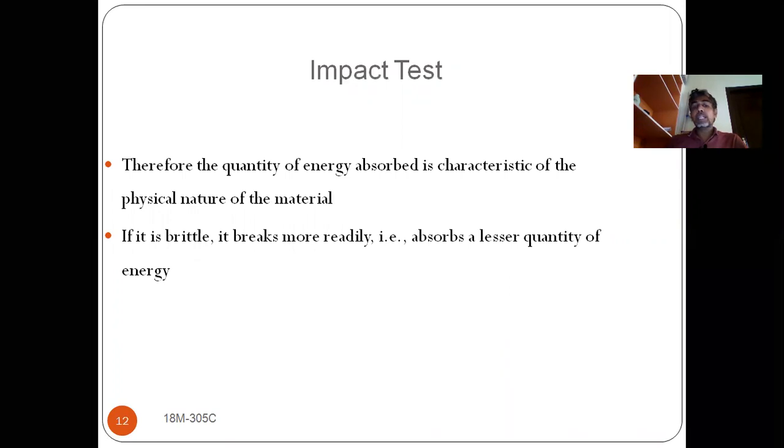If it is brittle, it breaks more readily and absorbs a smaller quantity of energy. If you take a brittle material and apply a sudden load, it absorbs a small amount of energy and breaks. That means its impact strength is less. And if you take a ductile or tough material, it absorbs more energy and later goes to fracture. It needs more energy to fracture, which means its impact strength is more.